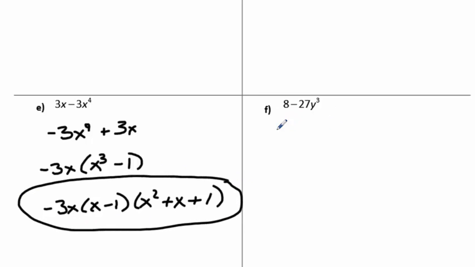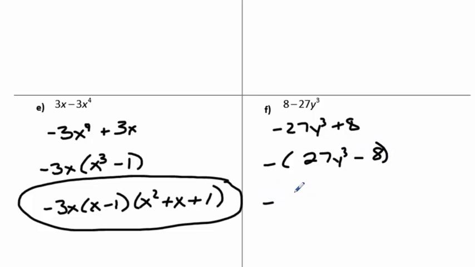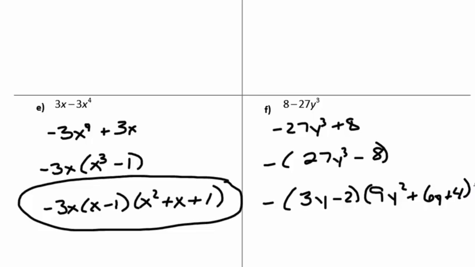In part F, I also need to write this in the correct order. So it'll be negative 27y cubed plus 8. I can factor out nothing but the negative, but we'll go ahead and factor that out. Negative 27y cubed minus 8. It's another difference of cubes here. So I have negative 3y minus 2, since 3 cubed is 27 and 2 cubed is 8, times 3 squared is 9, y squared, plus 3 times 2 is 6y, plus 2 squared is 4.